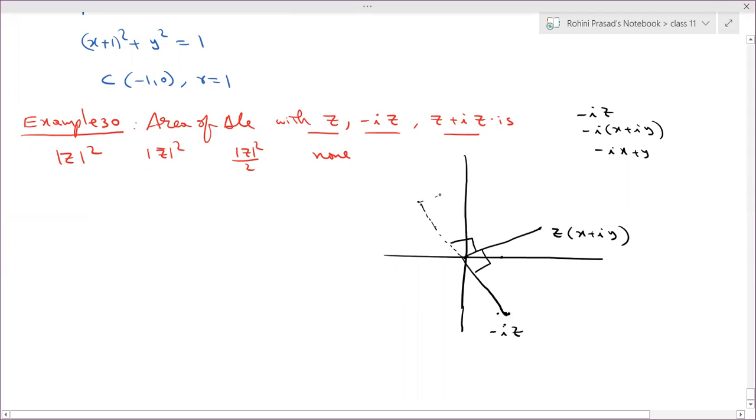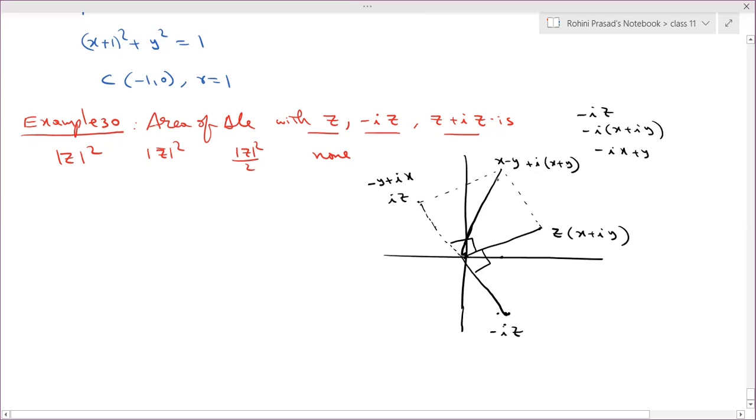The sum is basically along this. The sum is along the diagonal of this. z plus iz, not minus iz. So this is iz. z plus iz is like this, along this. So z plus iz, if we calculate, iz is minus y plus ix. So if you add these two, x minus y plus i times x plus y. Yeah, this is what these are.